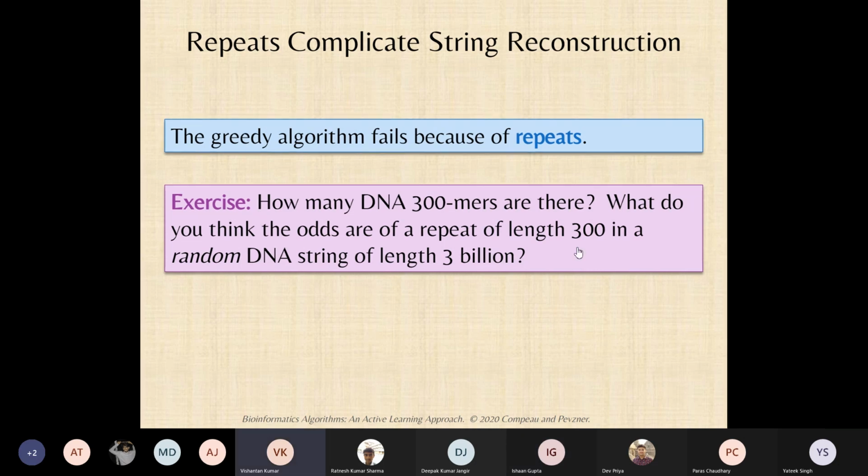Since we have 3 billion minus 300 plus one possible 300-mers, we choose any two out of those quantities. If we have n number of 300-mers, it would be nC2 into (1 by 4 to the power 300) to the power 2 into (1 minus 1 by 4 to the power 300) to the power n minus 2. Everybody agrees? Sir, I did not understand.